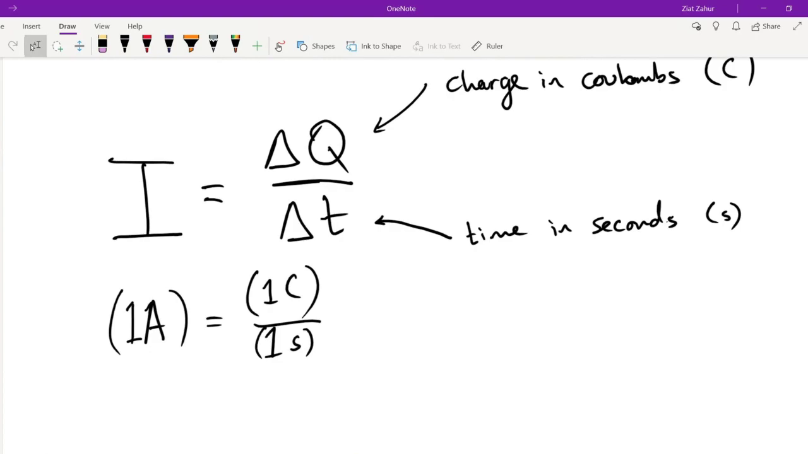And so in your circuit, you don't really have an amp of current flowing through. That's quite a lot. So we use resistors. We use resistors to slow it down, to lower it.